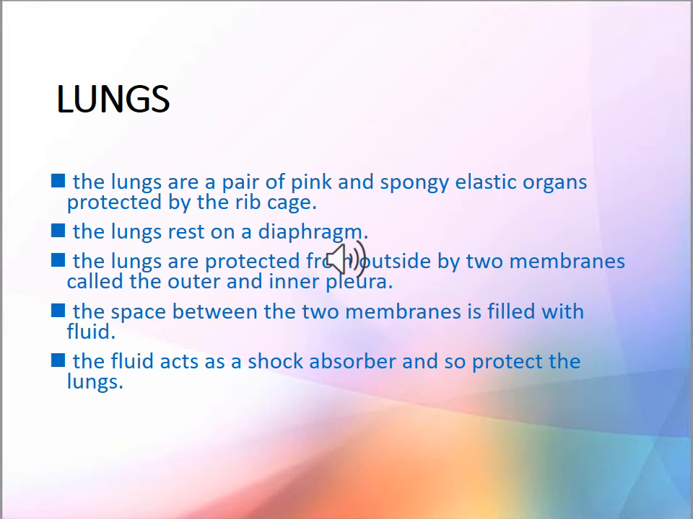Now the third point, the lungs are protected from outside by two membranes called the outer and inner pleura. The membrane which is covering the lungs is known as pleura. The pleura has an outer part which is known as the outer pleura and an inner part which is known as the inner pleura. The space between these two membranes, the outer pleura and the inner pleura, is filled with a fluid. This fluid acts as a shock absorber and thus protects the lungs.